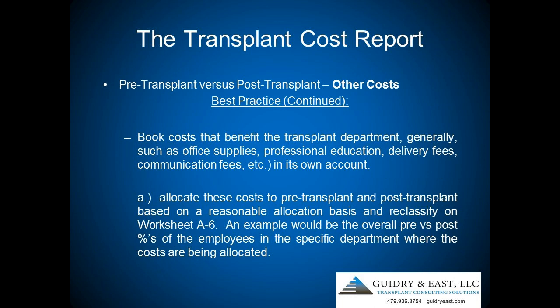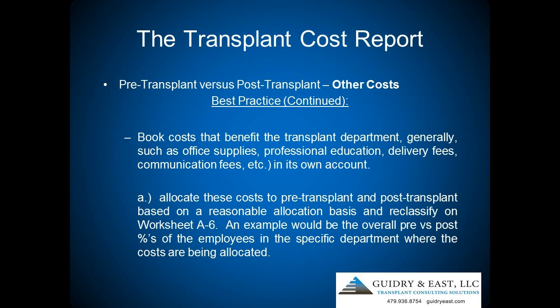So we just discussed costs that we can identify specifically as pre or specifically as post. But what about the other costs that benefit a department, the transplant department in general, such as office supplies, professional education, delivery fees, communication fees, and so forth? If you can book these accounts separately, then at some point they need to be allocated to either the organ acquisition or pre-transplant cost center or the post-transplant cost center.